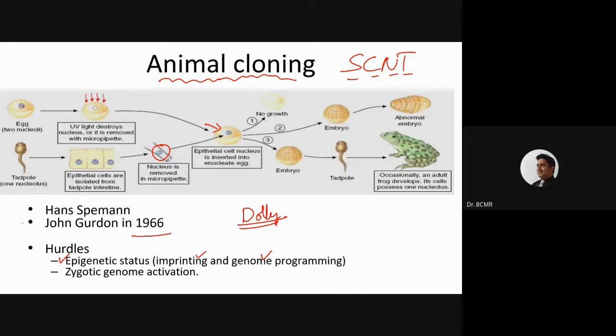There is also another issue: how to activate the zygotic genome. And another problem that we discussed is the telomere size. The size of the telomeres in somatic cells is usually smaller, and therefore they may age fast, right? The organisms that have come out of animal cloning may age very fast.